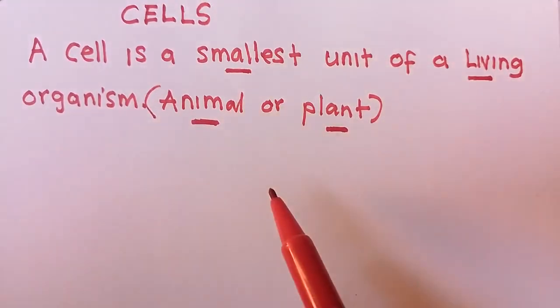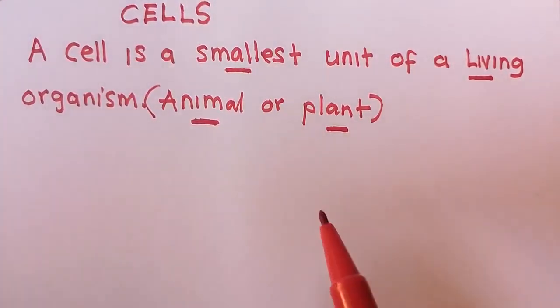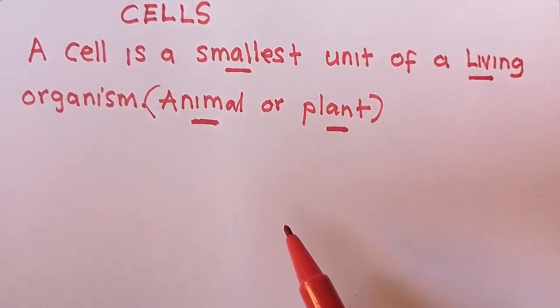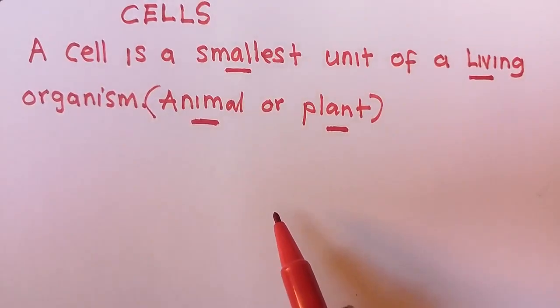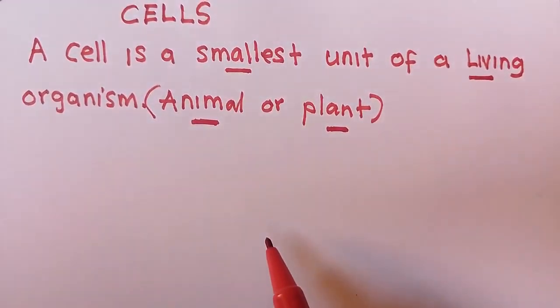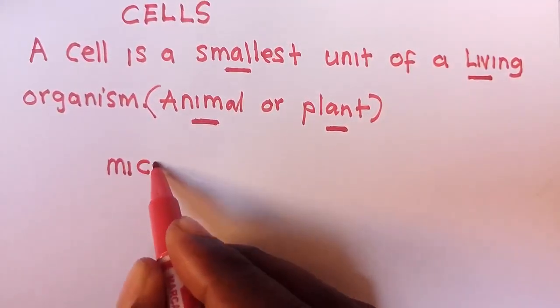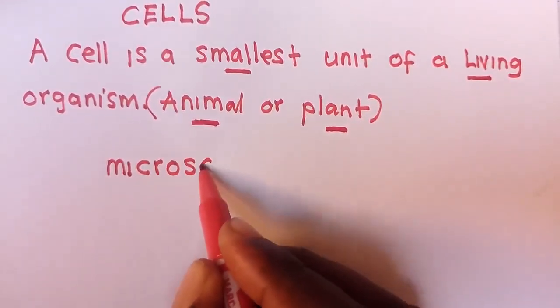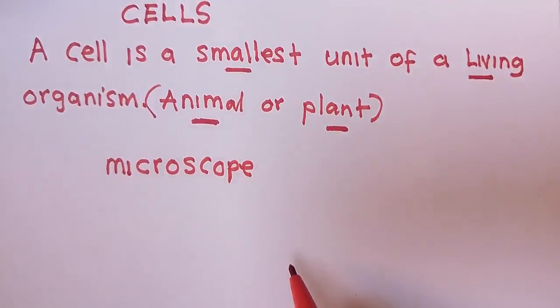Whenever we are talking about something which is small, it means that cells are too small to be seen by the naked eye. But there is an instrument that can be used to view a cell. So what do we call that instrument? That instrument is called a microscope. This is an instrument that is used to observe a cell.